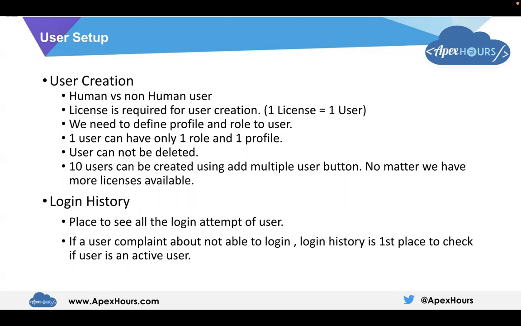Okay, a username and password will be used for this user, but there is no actual person who will be entering the username and password for this particular user. Whenever we create a user, either a human user or a non-human user, we need a license. Every user will consume at least one license. You were able to see on the company information page how many licenses we have purchased and how many are in use.